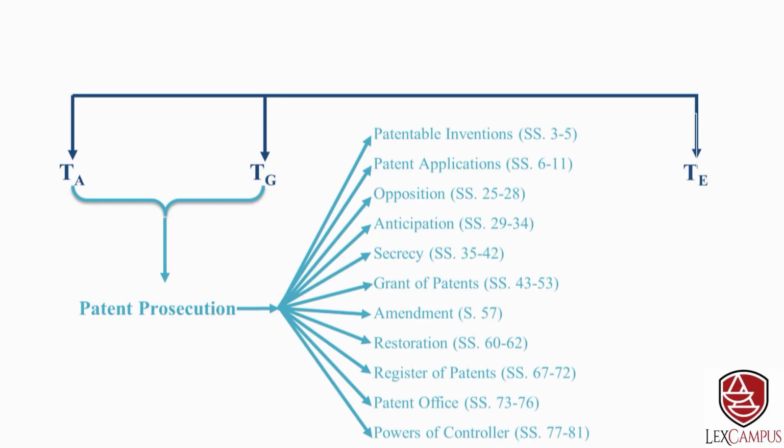Then we have amendment at the patent office, that is section 57. Then restoration of lapsed patents for non-payment of renewal fees is covered, again a procedure at the patent office. These are covered in sections 60 to 62. Then the patent office maintains a register of patents that is contained in sections 67 and 72.